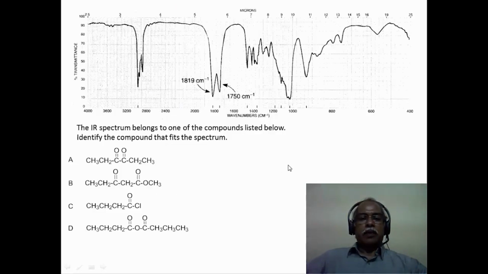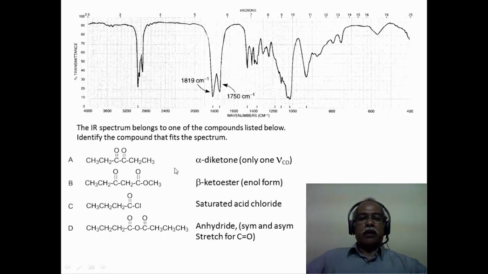Another interesting problem based on the carbonyl functional group assignment. You have alpha diketone. Remember, alpha diketone gives only one band in the infrared spectrum. They don't give two bands even though there are two carbonyl functional groups, because they have identical stretching frequency, so only one band is obtained. In the case of beta keto ester, beta keto ester exists in the enol form also, so it will also give the OH stretching frequency if it were present. The fact that there is no OH stretching frequency here rules out the beta keto ester as the possibility in this particular case. Acid chlorides also give only one stretching frequency.